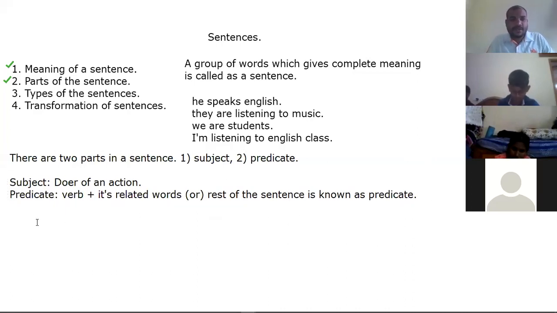So now we discussed what is meant by a sentence and what the parts of a sentence are. Now we are going to talk about types of the sentence. So what are the types of sentences? Let me give you a few examples, and by then you will be able to easily understand that.